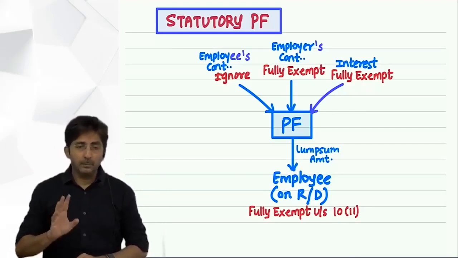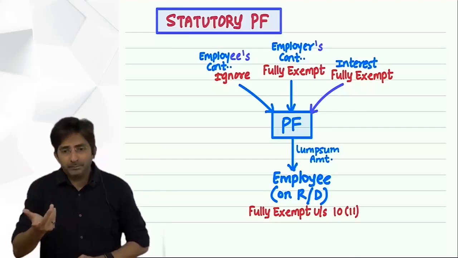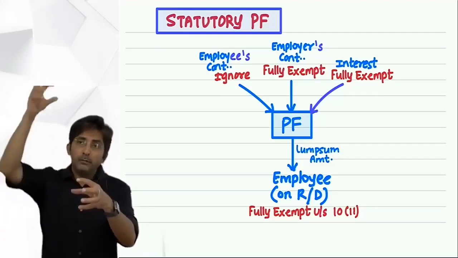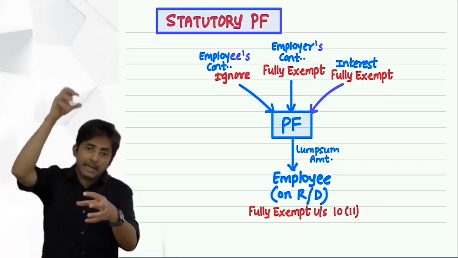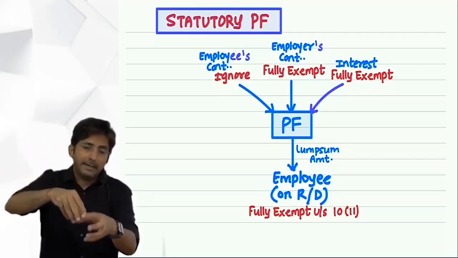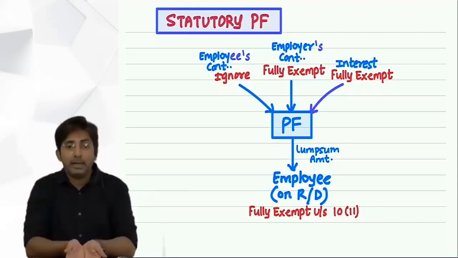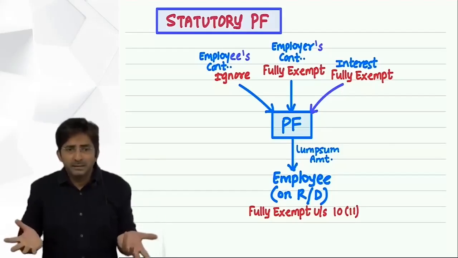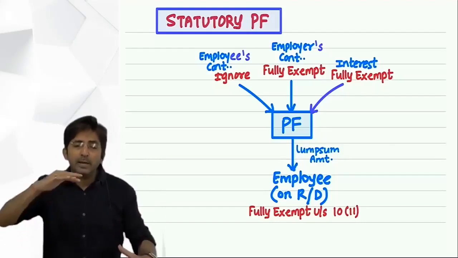So see, government cannot tax both the time. Can government do like this? That in unrecognized provident fund, when the money is deposited, that time also you pay the tax, and the same money when you receive on retirement, that time also you pay the tax. That will amount to double tax. Tax has to be charged only at one event.